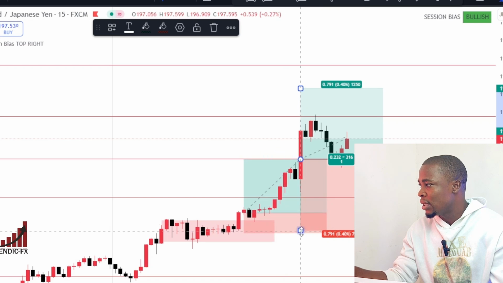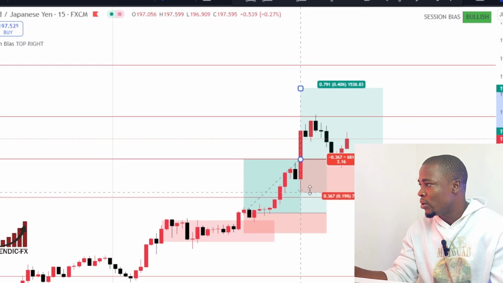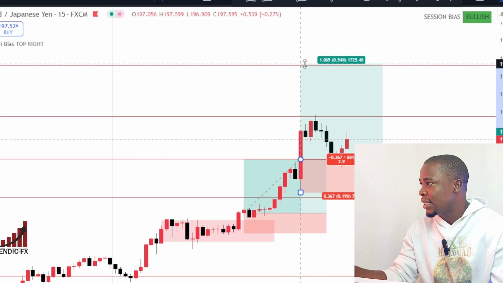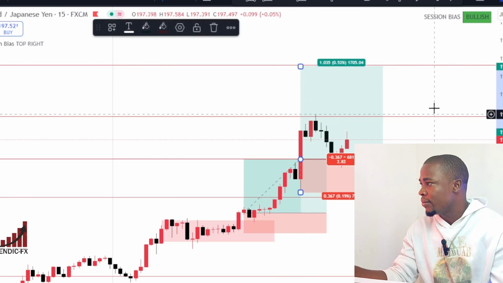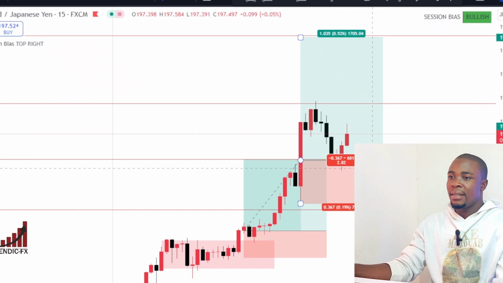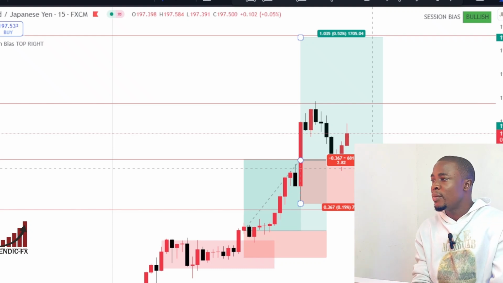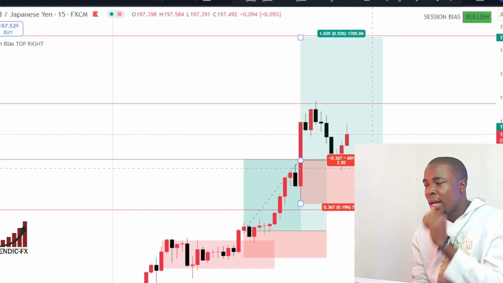So this is the trade. Close below this and then you target the next support. And that is that. So that is how we confirm setup 1, setup 2, and setup 3.